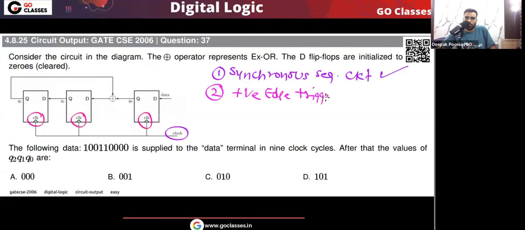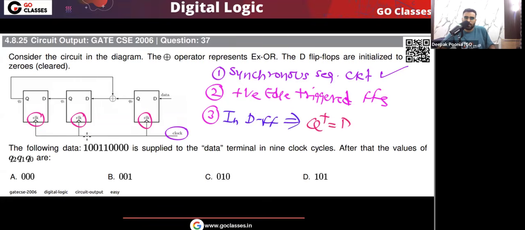Okay, so all the flip-flops are positive edge triggered flip-flops, and all of them are D flip-flops. We already know that in the D flip-flop, the next state is the same as the D input, or I can say whatever is the D input will become your next state. Correct? In the D flip-flop, this Q next is the same as the D input.